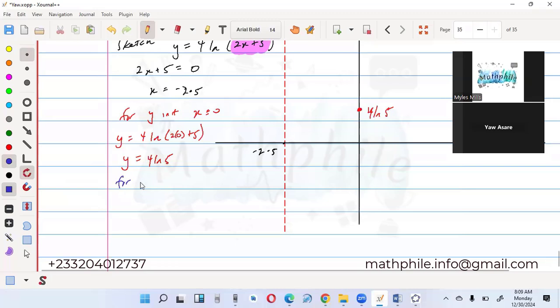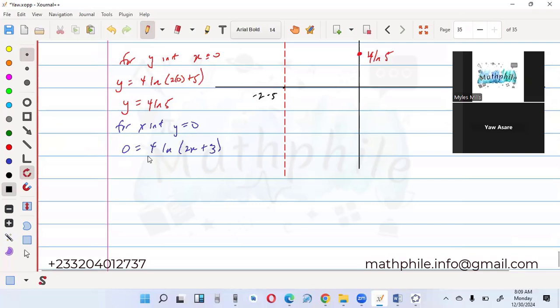So for the x-intercept, y equals 0. Going back to the equation and substituting 0 for y, you get 0 is equal to 4 ln of 2x plus 5. To make our working easier, I can divide everything by 4. This will give you 0 is equal to ln of 2x plus 5. How would you continue from here? How would you continue to find x?